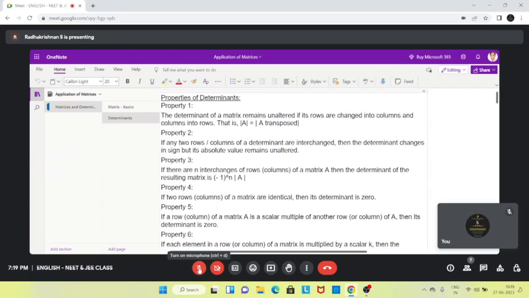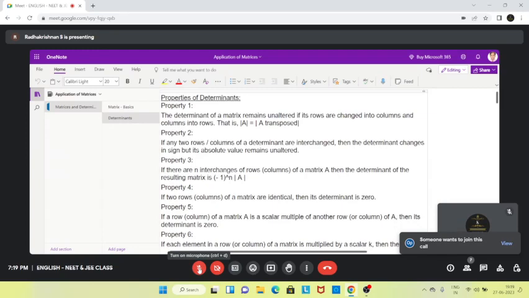If there are n interchanges of rows of a matrix, or a column can be interchanged with another column, or a row can be interchanged with another row, then the determinant of the resulting matrix is minus 1 to the power of n into determinant of A. If two rows of a matrix are identical, then its determinant is 0.